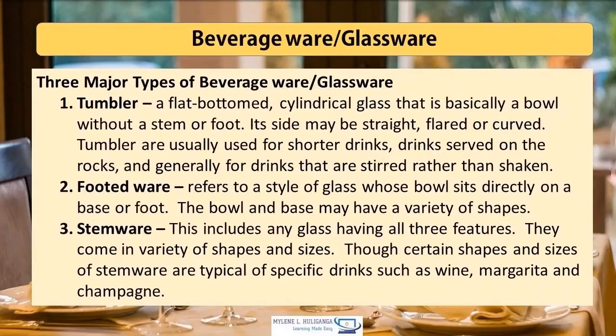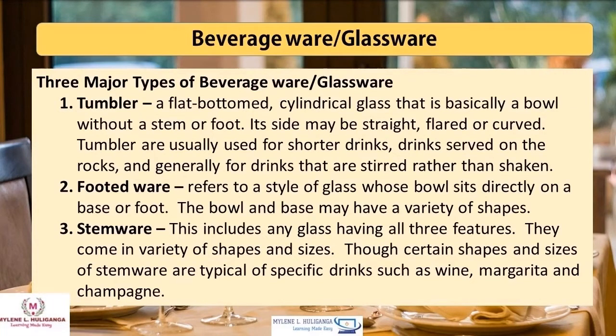First is the tumbler. The tumbler is a flat-bottomed, cylindrical glass that is basically a bowl without a stem or foot. Its side may be straight, flared or curved. Tumblers are usually used for shorter drinks served on the rocks and generally for drinks that are stirred rather than shaken.